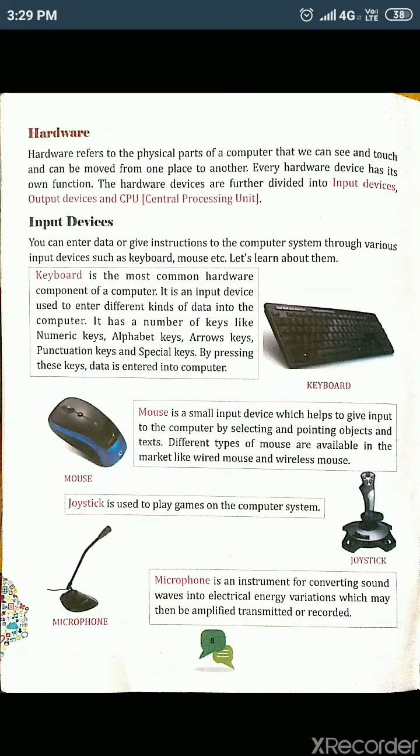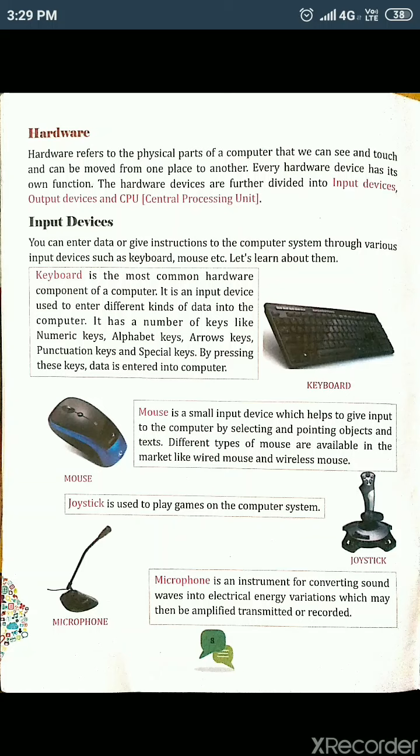First, keyboard. Keyboard is the most common hardware component of a computer. It is an input device used to enter different kinds of data into the computer. It has a number of keys like numeric keys, alphabet keys, arrow keys, punctuation keys, and special keys. By pressing these keys, data is entered into the computer. Keyboard and mouse are both the most common input devices. Now, the keyboard has different types of keys.